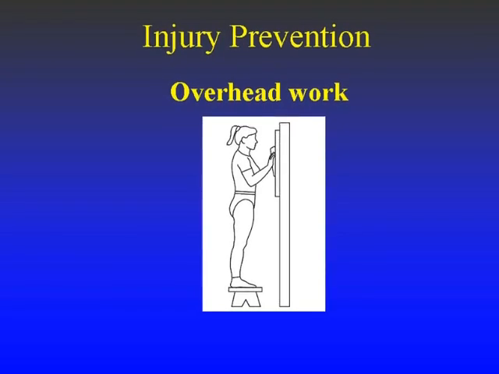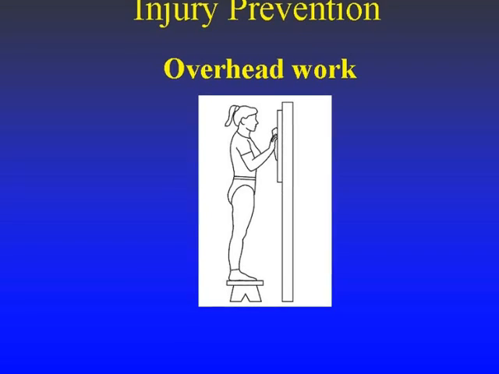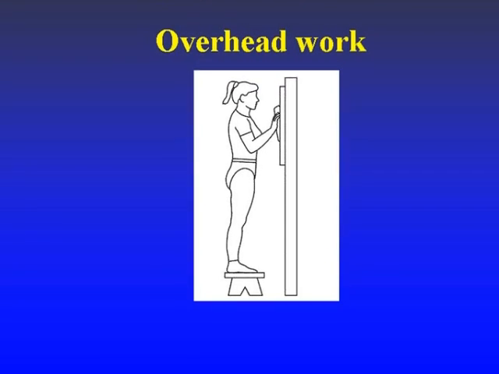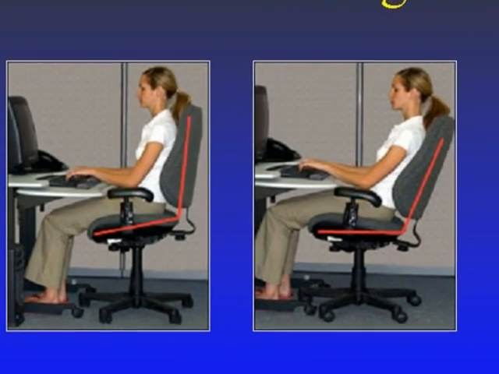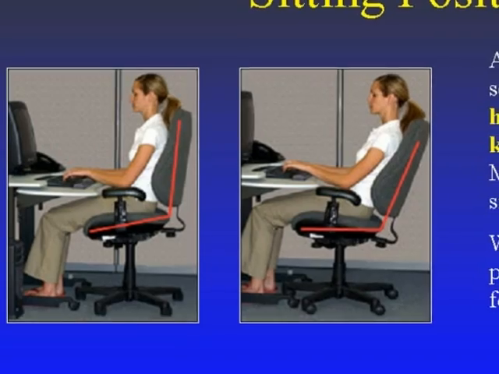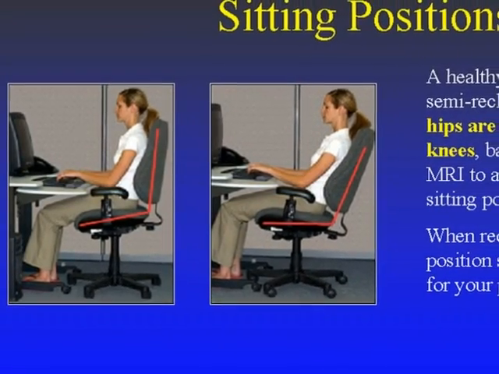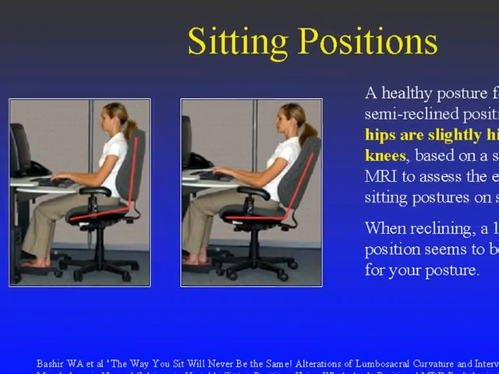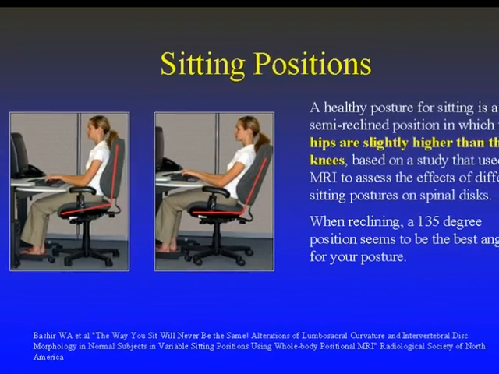For overhead work, try to raise your body up to your project. The idea is not to work too long with your arms stretched above your head. When sitting up, try to sit with your knees below the level of your hips. When you recline, a position of about 135 degrees seems to take some of the stress off of the lower spine.